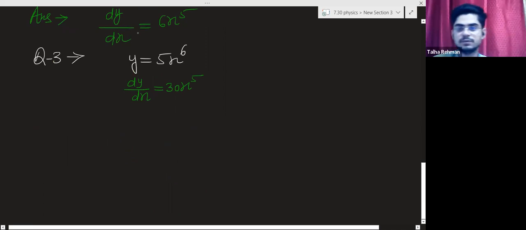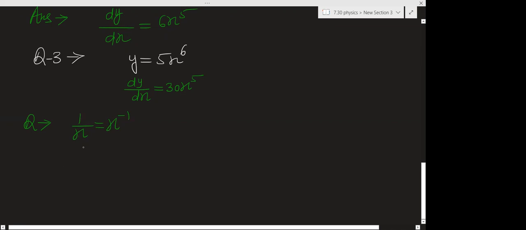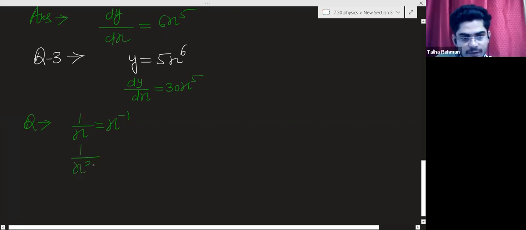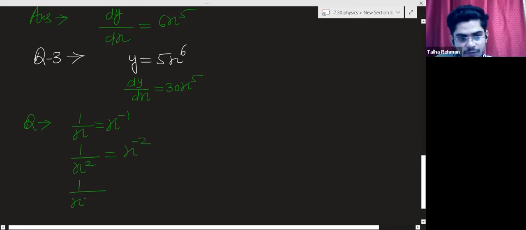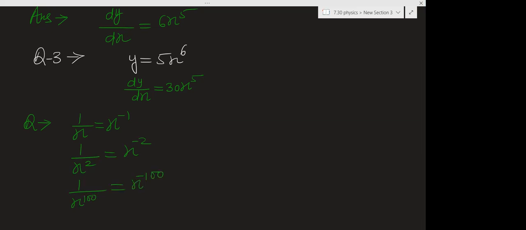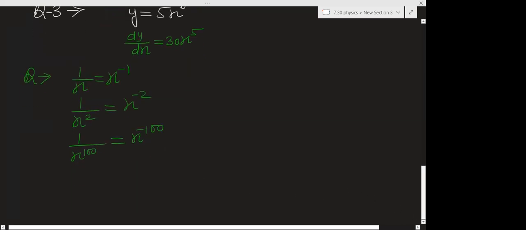Another question. One thing: can I write 1 by x as x to the power minus 1? Yes. And again I can write 1 by x square as x to the power minus 2. And if I want to write 1 by x to the power 100, what should I write? X to the power minus 100. Okay, very good.